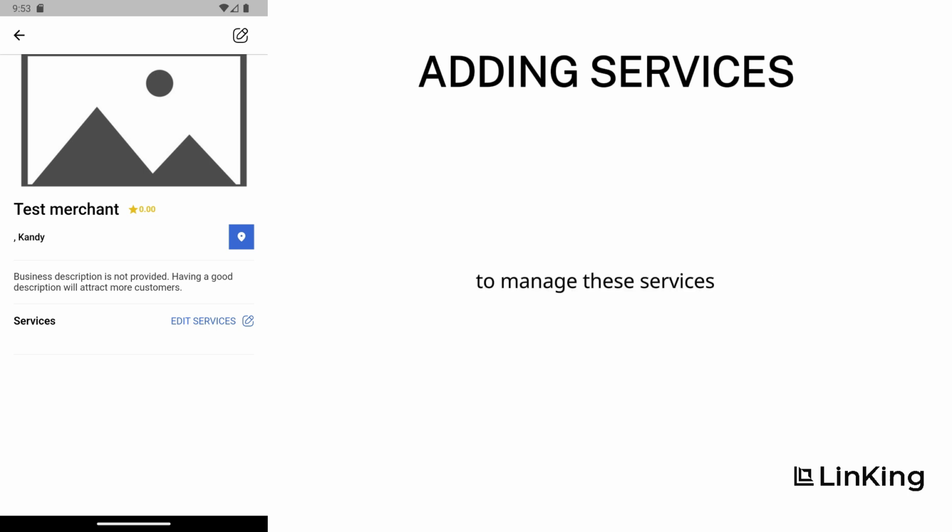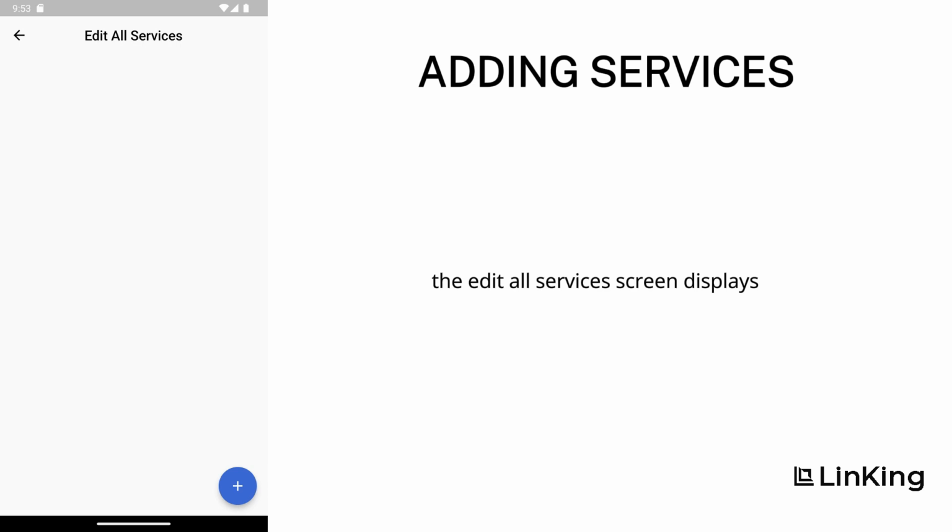To manage these services, click on the Edit Services button. The Edit All Services screen displays all existing services categorized by service category. Each service entry shows its name, price, and duration. To edit a service, click the Edit button next to it. To add a new service, click the floating action button plus icon.